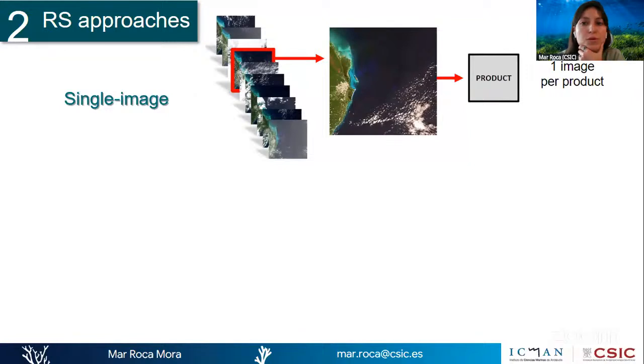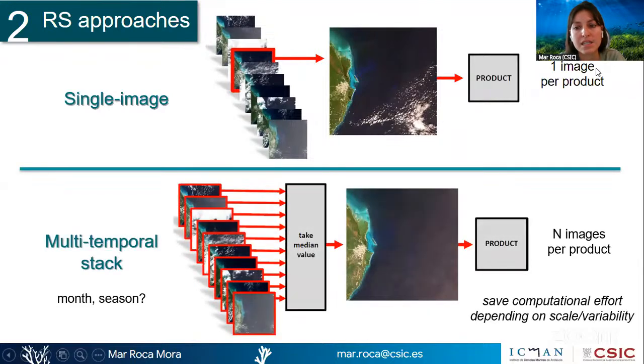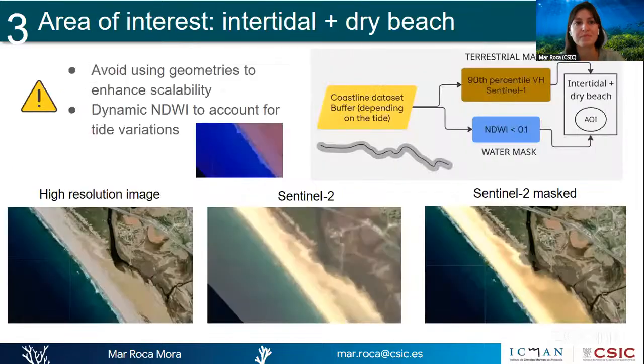Regarding the remote sensing approaches, in this case, I would go for a single image approach. So we take one image, we filter and do all the processing. So we have one image per product, but depending on the computational effort and the workflow that we are following and the scale and the variability of these beach casts, we can also go for a multi-temporal stack of months or seasons. So we can see accumulated impacts on some places.